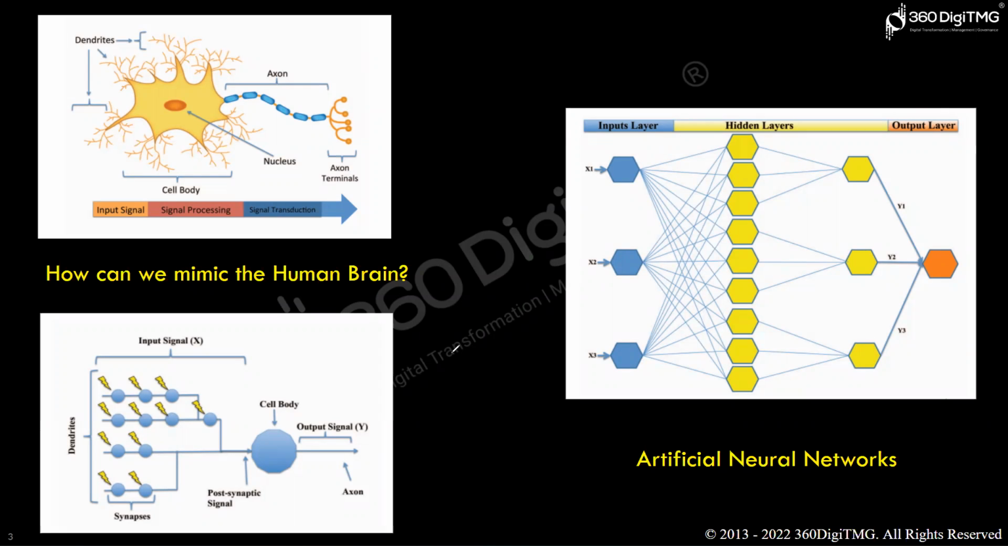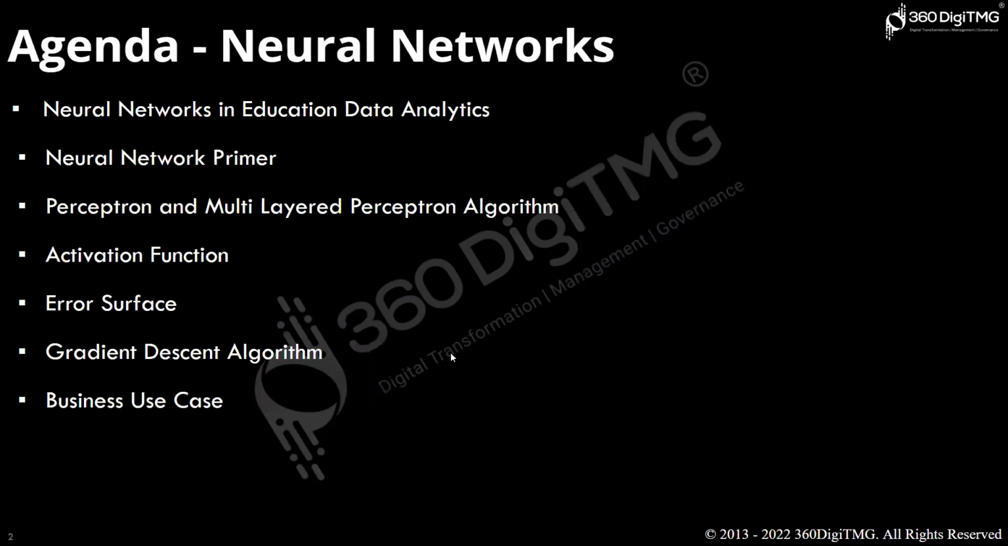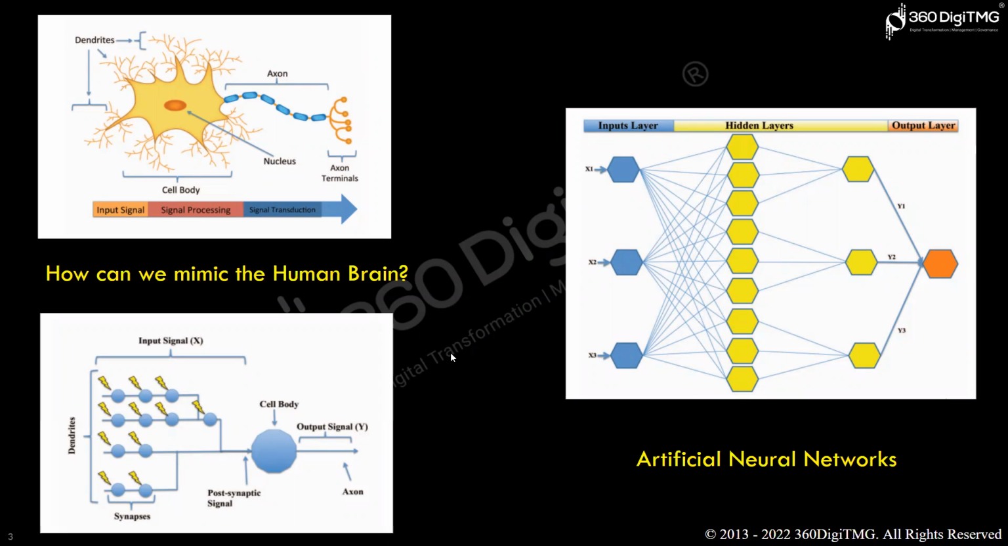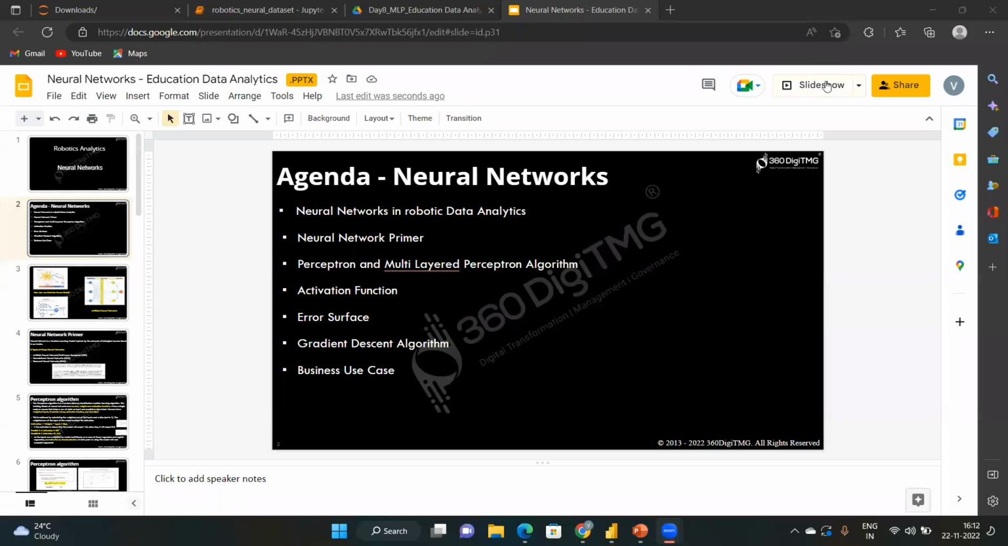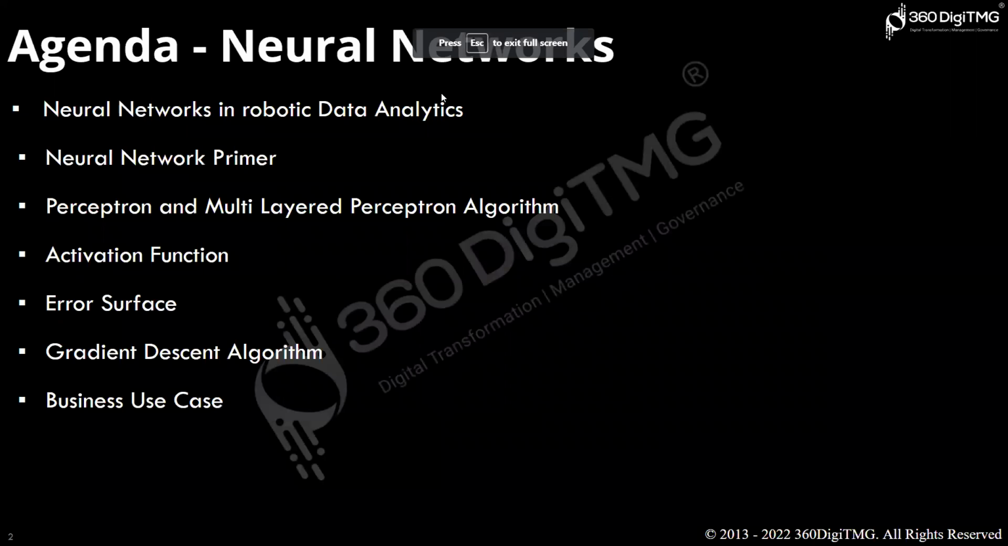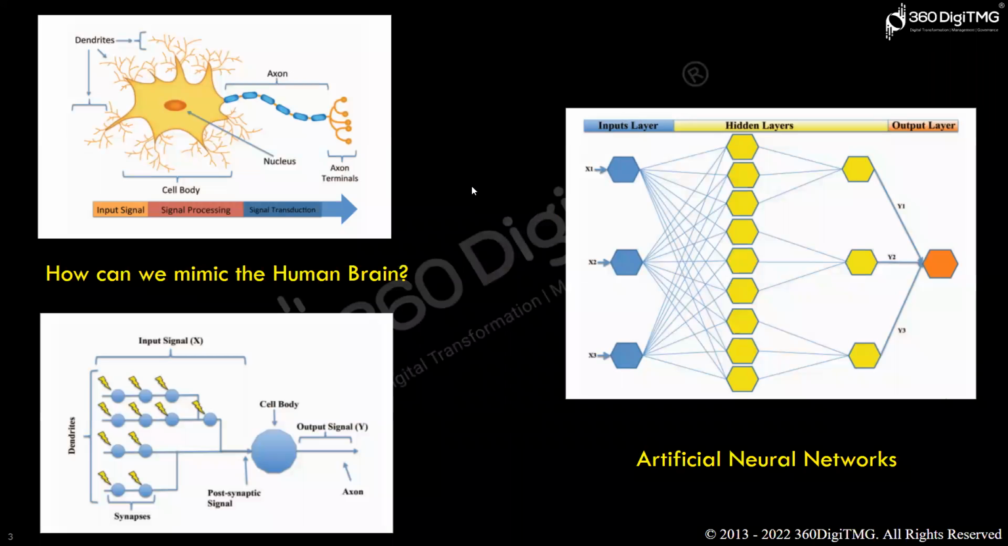As we saw in the last session, we are going to see what is meant by neural networks in robotic analytics. So this is a neuron, guys. As I said, we are going to see what is meant by neural networks, neurons, what all we have, and how it is going to mimic the human brain. Let me explain this, and then we're going to go for the agenda.